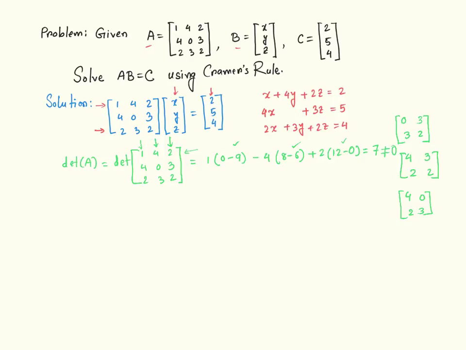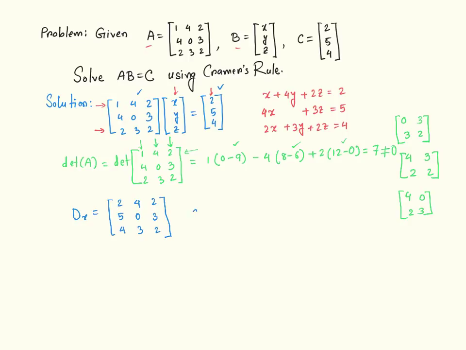Now I'm going to find a matrix which I'm going to call D sub x. I'm going to take the given matrix A and replace the first column, the x column, by 2, 5, 4, this number. So if I do that, this is what I'm going to get: 2, 5, 4 in the first column, and the second and the third column stays the same. It's going to be 4, 0, 3, 2, 3, 2. So that's what it is going to be.